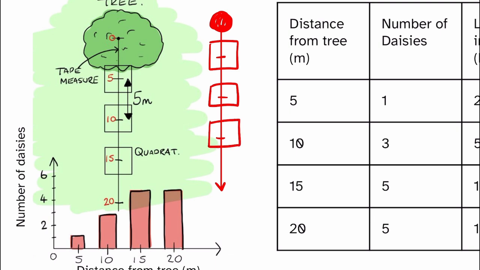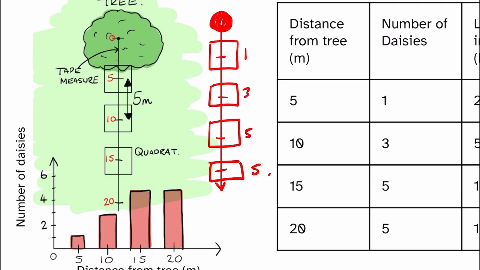So let's say in this first one there was 1 daisy, in the second one there were 3 daisies, here there are 5, and then we did another one at 20 where there were also 5. So we can see, oh look, as we get further away from the tree along my transect line, the number of daisies is actually decreasing, and you can see that in the graph. Please don't say that because obviously here it doesn't. So you would say between 5 to 15 meters, the number of daisies is increasing. Between 15 and 20 meters, it's the same.